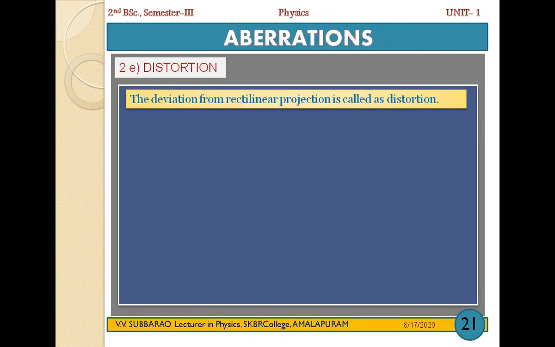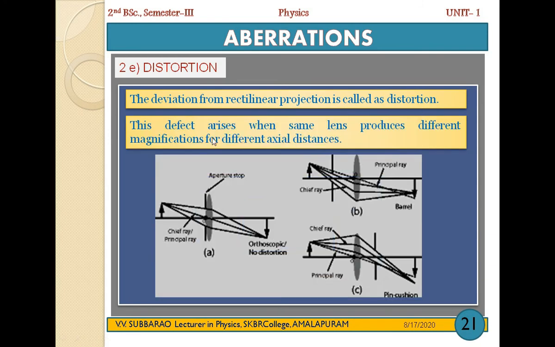Distortion. The deviation from rectilinear projection is called distortion. The defect arises when the same lens produces different magnifications for different axial distances. In these diagrams, you can observe that the distance of the object is varied and the position of the aperture stop is also varied. In these three cases, we will get different types of images.